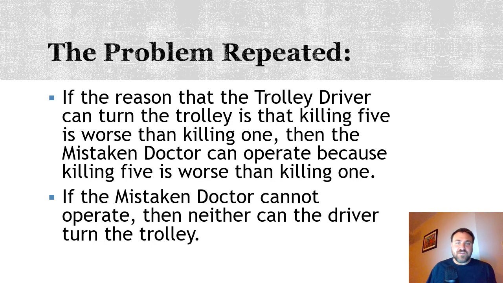If the reason that the trolley driver can turn the trolley is that killing 5 is worse than killing 1, then the mistaken doctor can operate because killing 5 is worse than killing 1. And if the mistaken doctor can't operate, then neither can the driver turn the trolley. And so, again, now we have a case in which it's killing 5 versus killing 1 in both cases. So again, we can make minor changes to either the trolley case or the doctor case that will end up making it apples to apples once again, and we still have very different ideas about the most plausible way to approach those cases. So something's got to give here.